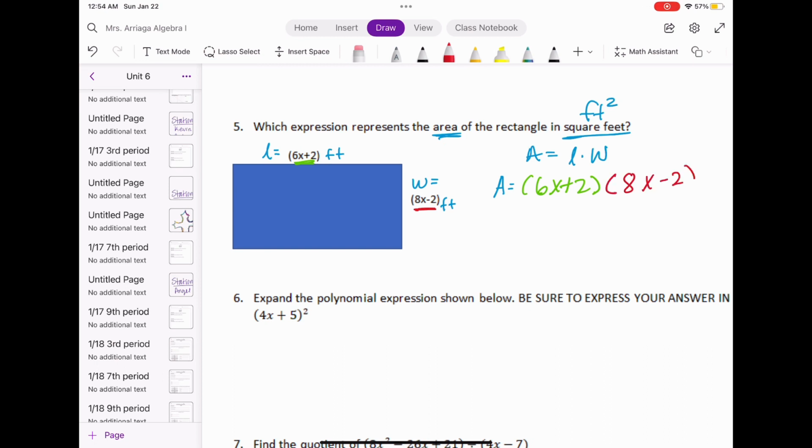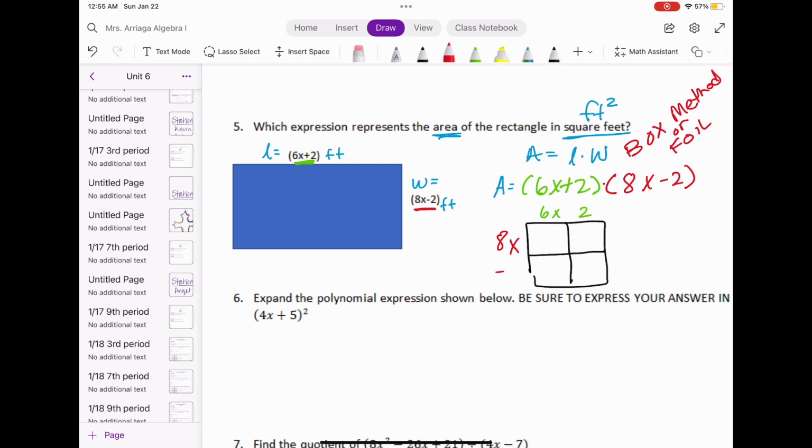And look, multiplying two binomials, isn't that just either the box method or the FOIL method? You can use whichever method you want. I'm going to use the box method. So I'm going to put that first binomial on top and that second binomial on the side. Now, since it's from the outside to the inside of the box, we multiply, right? So let's get that first box.